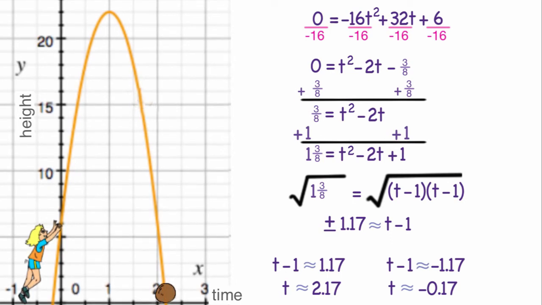What do those numbers mean? Well, the 2.17 seconds represents how long it'll take for the ball to land on the ground. Remember, the ball was thrown at a starting height of 6 feet. If we were to continue the parabola behind the thrower's hands, it would intersect the x-axis at negative 0.17 of a second.